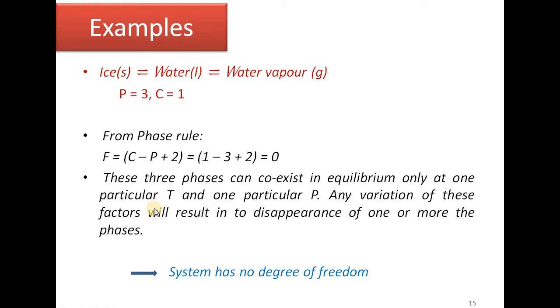So out of the variables temperature and pressure, we can't vary any one of these so that we can completely describe the given state of the system. When all three phases are in equilibrium, we can't vary temperature or pressure. Only at one particular temperature and one particular pressure will all three phases exist in equilibrium simultaneously. So for the coexistence of three phases simultaneously in equilibrium, there must be only one temperature and pressure. So there is no degree of freedom, no variation possible in any one of these. The system has no degree of freedom.